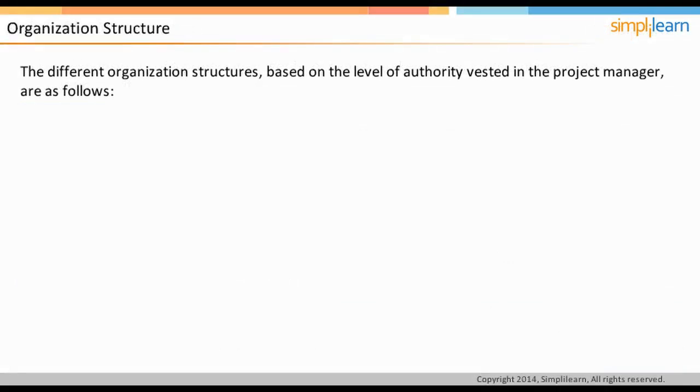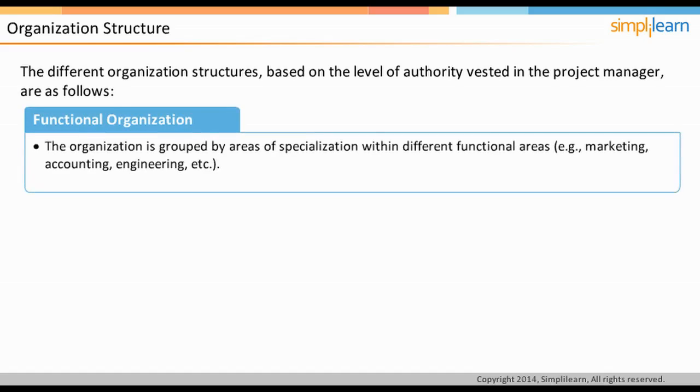Projects are performed in an organization, and the functioning of the organization might affect the project. The different organization structure types explained here are based on the level of authority that a project manager gets in those organizations. In a functional type of organization, the organization is grouped by the area of specialization within different functional areas. For instance, marketing, accounting, engineering, etc. are departments within the organization.